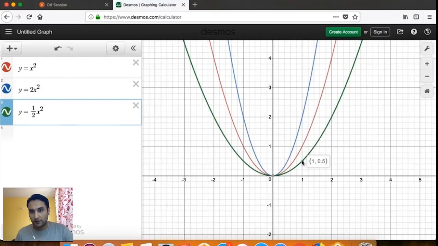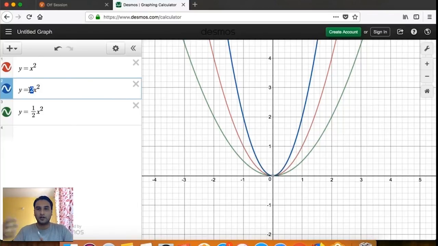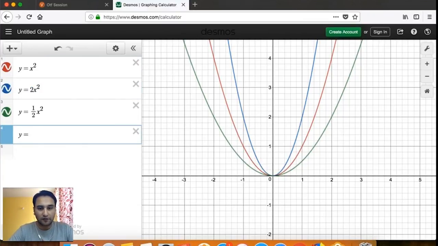Got it? Clear? So the graph sort of became flattened. The graph became lazy, lethargic. It got flattened. Okay? Now, if you multiply x square by a fraction, the graph will become flattened. It will be pushed down. But if you multiply x square by anything greater than 1, 2, 3, 4, 3.5, whatever, then the graph will be pulled up. But what will happen if I multiply the graph by a minus sign?